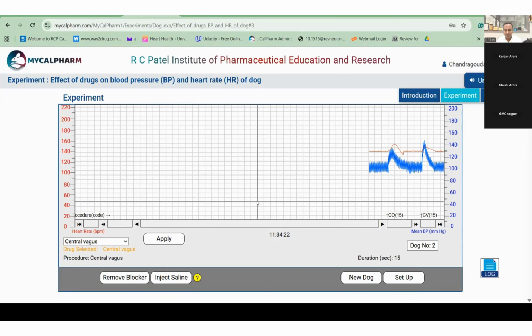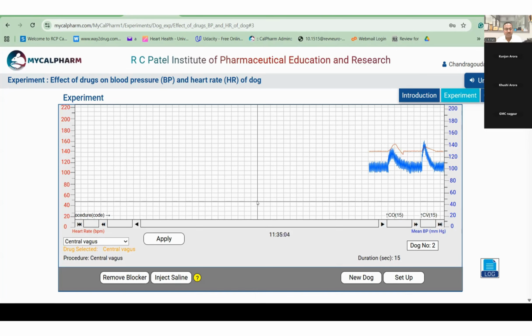I am just demonstrating one experiment, and using this one experiment, a teacher can very nicely explain the intricacies of the subject to the students. That is the power of using MyCalPharm in your routine teaching-learning process. I'm not only emphasizing the use of MyCalPharm for experimental pharmacology. I'm also telling you that you can use this powerful tool in your routine lectures, where you can select an experiment out of the 45 to 50 experiments which have been included. Based on that, you can demonstrate very important concepts of your subject.